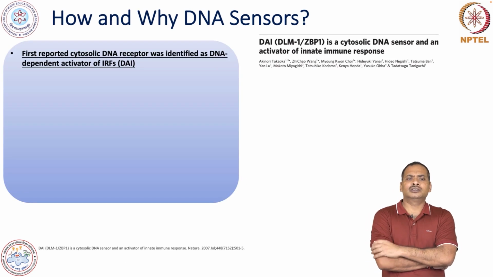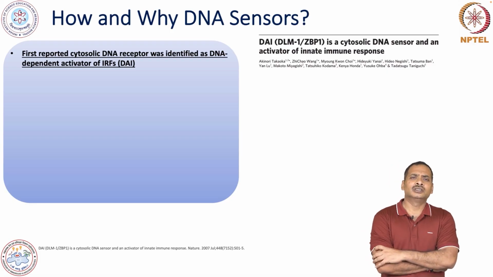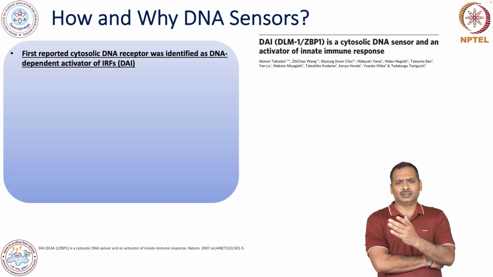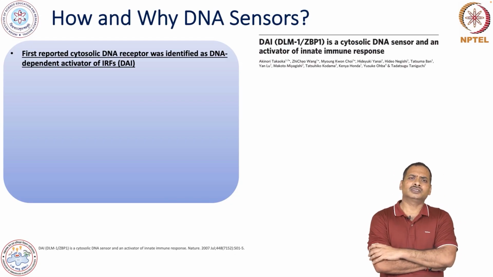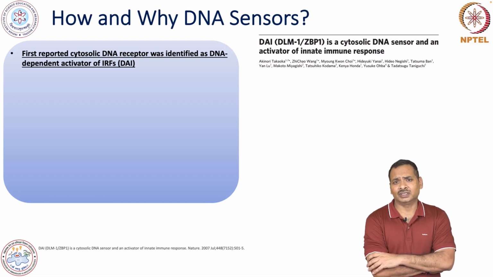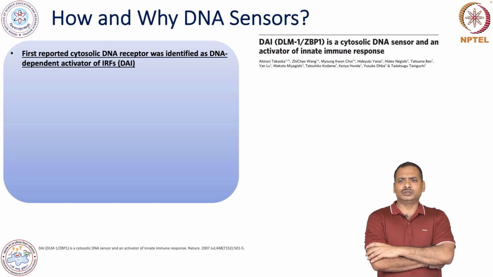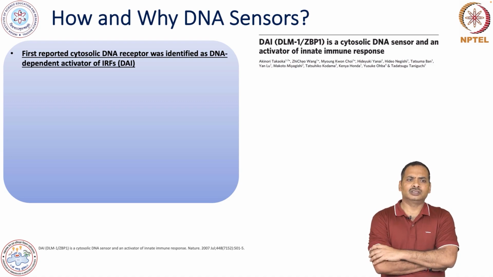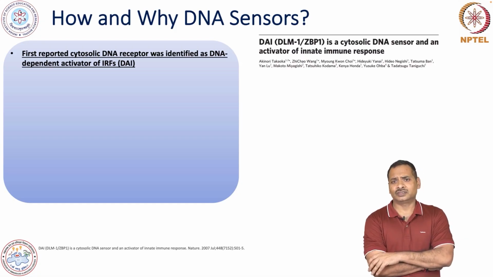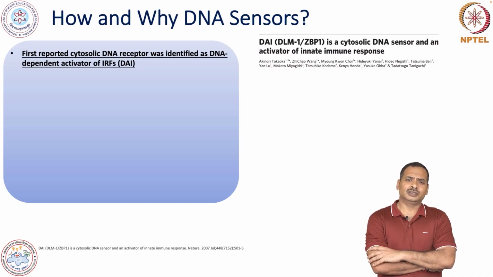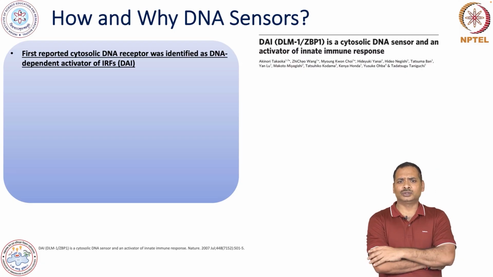So, the first DNA sensor was reported in 2007. This is again a Japanese group, the Taniguchi group, which reported the first cytosolic DNA sensor or receptor, and they gave it the name DAI, DNA dependent activator of IRFs. This name was given by this group to this DNA sensor. It is also known as DLM and ZBP1.